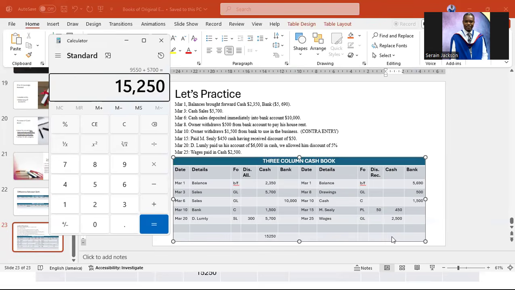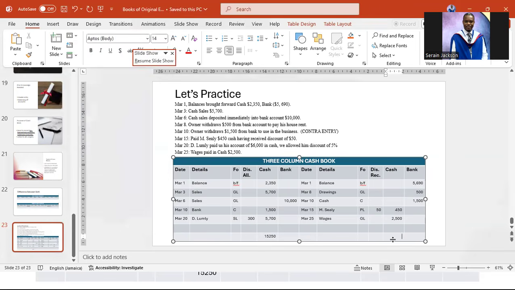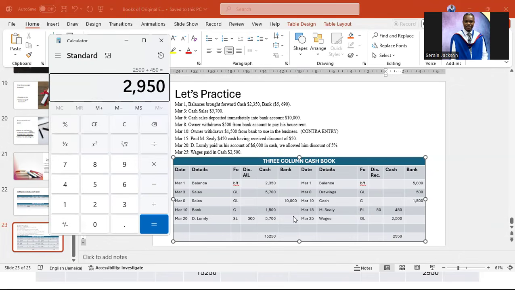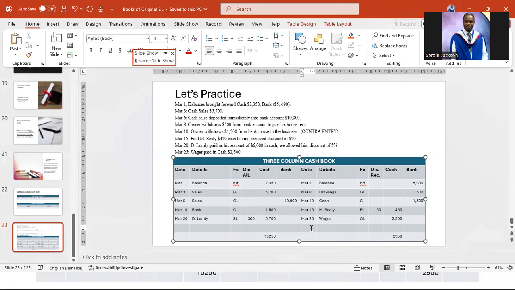The cash book. And we don't even have to look far for the credit side. We can look at it and realize that it is 2,500 plus 450, which is 2,950, right? So obviously the debit side is greater than the credit side, and we know from that the balance carried on would then be on the credit side in this case, because the balance carried on is always on the side that has the smallest amount.